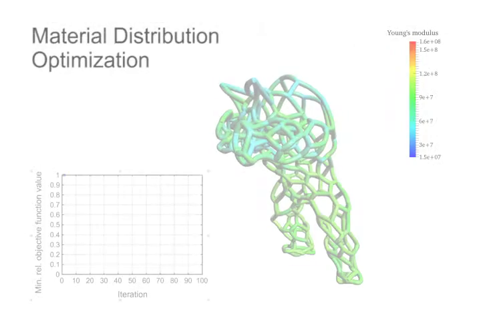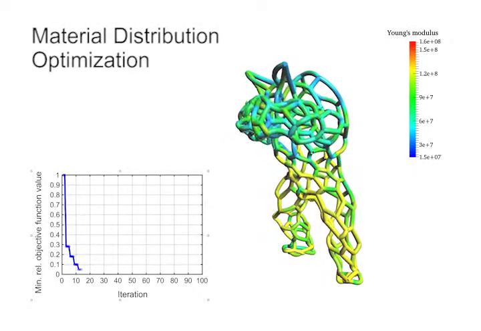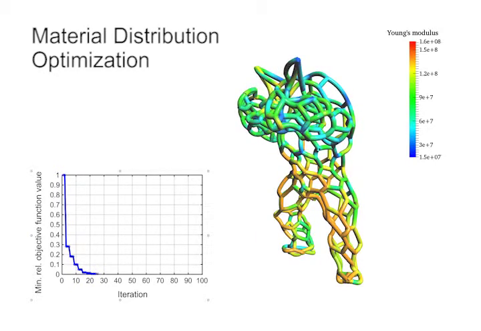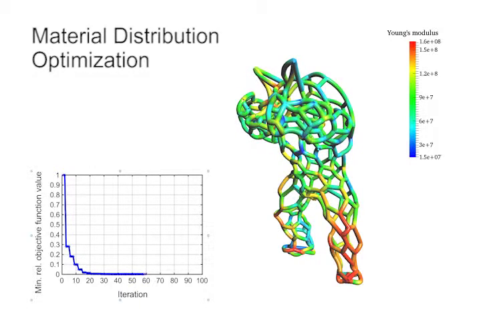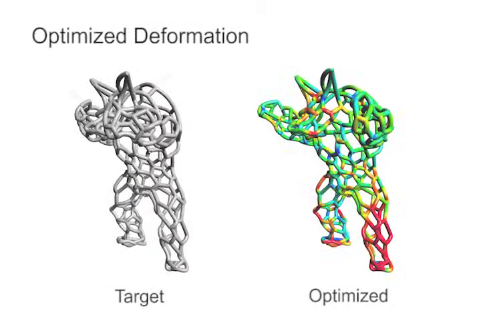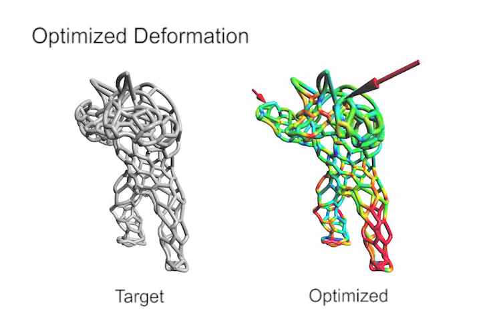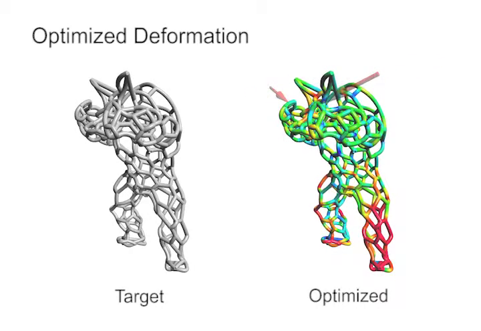To achieve the desired deformation, we optimize the Young's modulus distribution by minimizing the deviation of the current deformation from the target shape. As the optimization progresses, the deformed shape converges into the target shape. With our optimized material distribution, the armadillo is now able to stay upright.